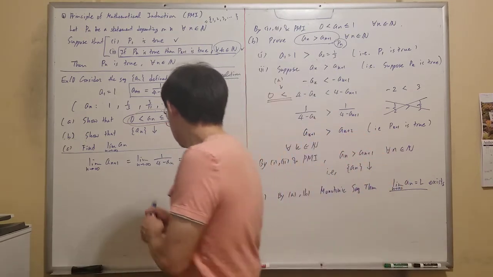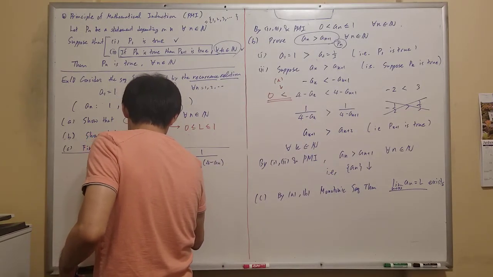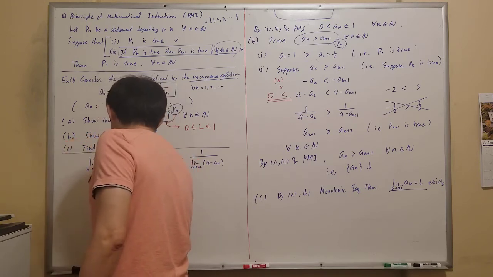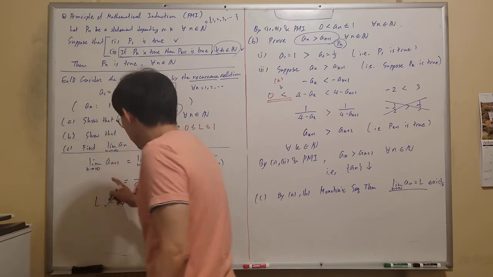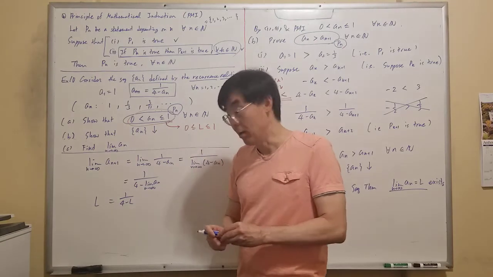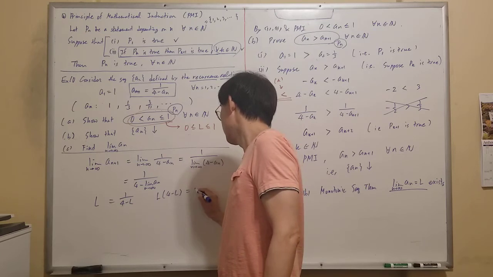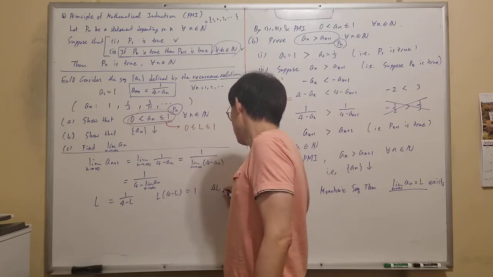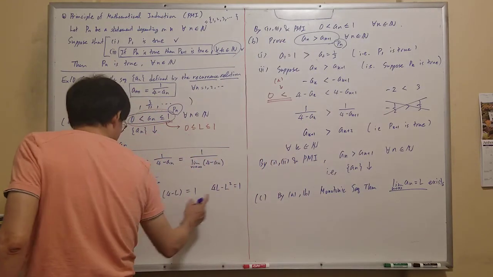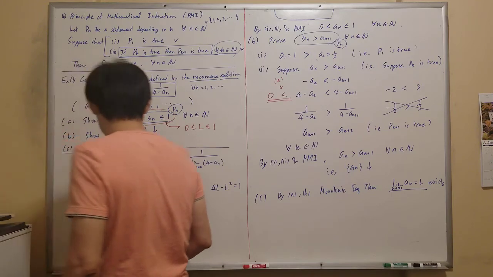And this one is 1 over 4 minus the limit of A_n. So what does it mean? L equals 1 over 4 minus L. Right? We just covered it. The limit of A_{n+1} is the same as the limit of A_n, both L. So multiply both sides by 4 minus L. So 4L minus L squared equals 1. Bring it over here. L squared minus 4L plus 1 equals 0.